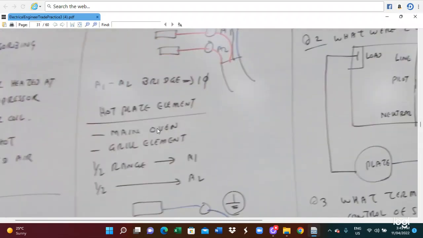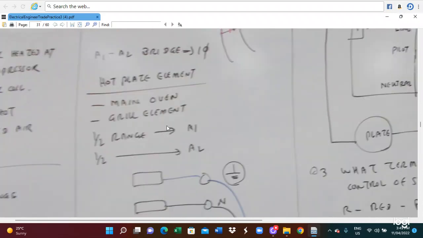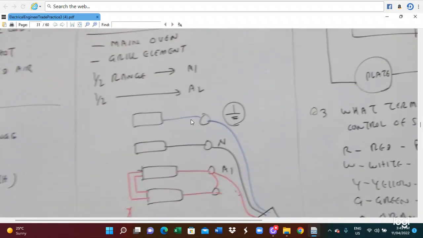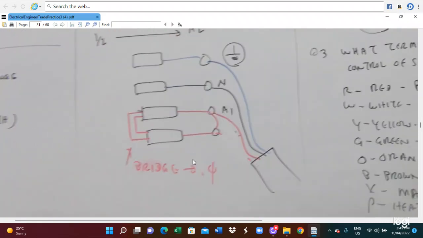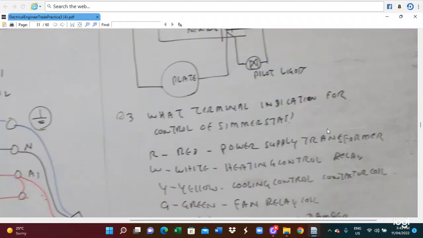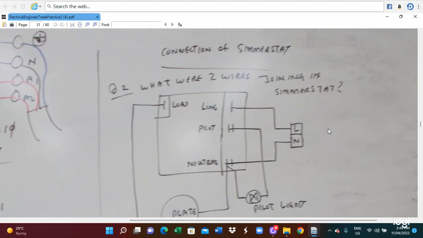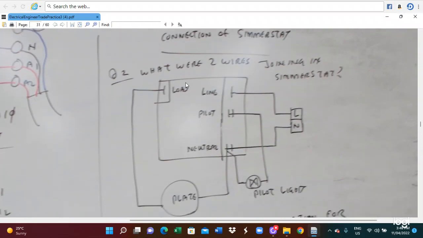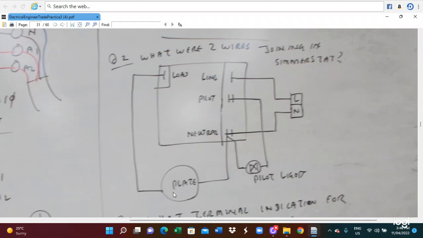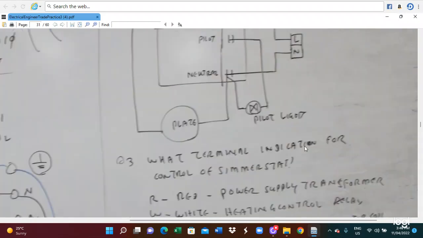And also here is a heat based equipment main oven element. The terminals are A1, A2. This is the connector here, and this is the bridge resistance. So this is the connection of the thermostat. It is a two-wire thermostat. This is for the live, and this is the neutral, and this is a pilot connection, so the pilot lamp, and this is the electric plate. So this is a thermostat connection.